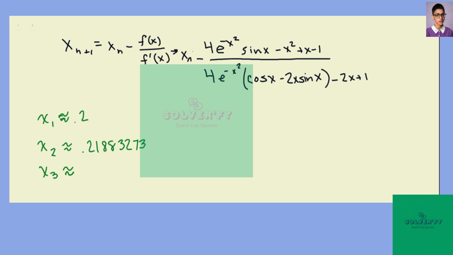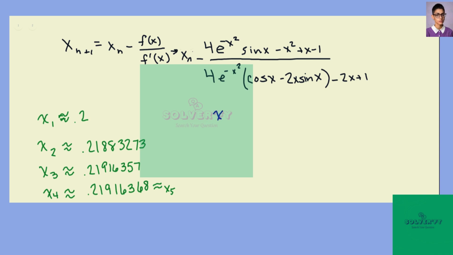When I plug that in for my x value, I get 0.21916357, and when I plug that in for my x value, I get 0.21916368, and that also equals my x₅ value. So that's when I stop.